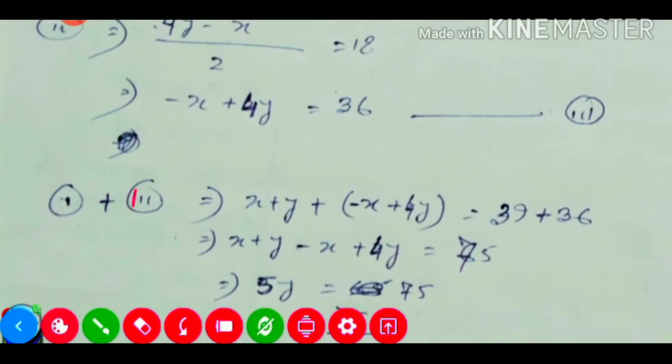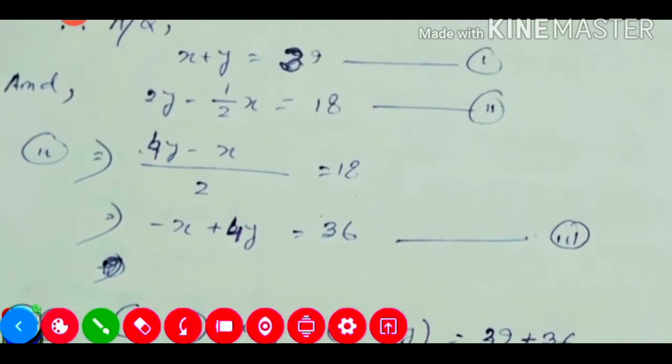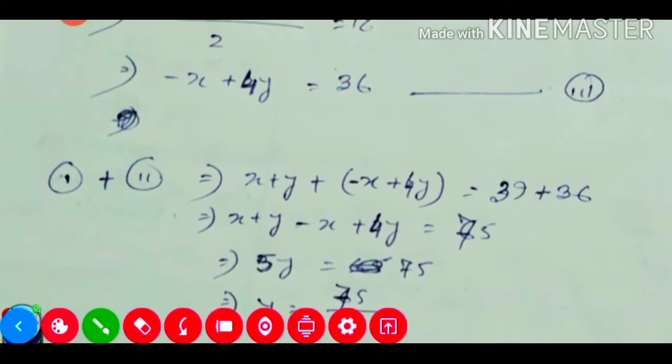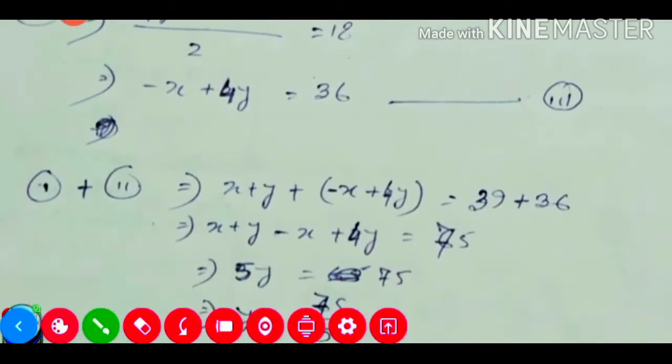Equation number 3. So equation number 1, the left hand side of equation number 1 is x plus y. So x plus y. And equation number 3, left hand side is minus x plus 4y. So minus x plus 4y. And the right hand side of equation number 1 is 39. So 39 plus our equation number 3, right hand side is 36, so 36.